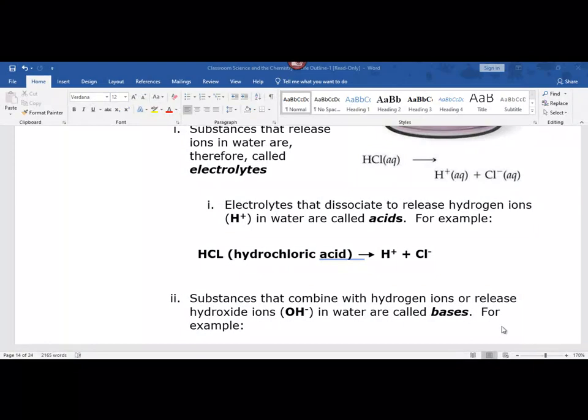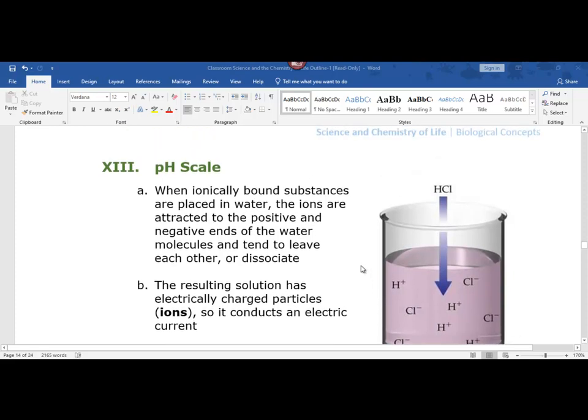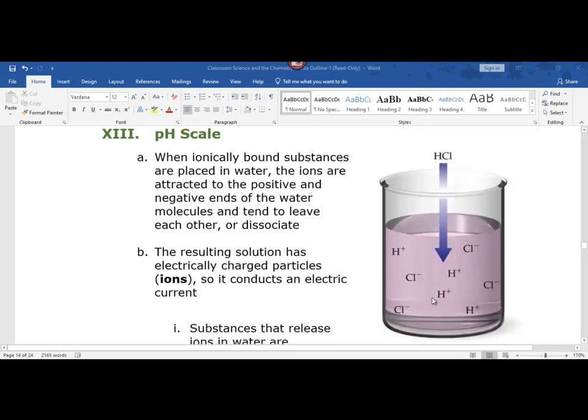Okay, the pH scale. This is a big part of biology. You do have an exercise based on this, so I wanted to go through this individually. Here shows a beaker full of a solution.